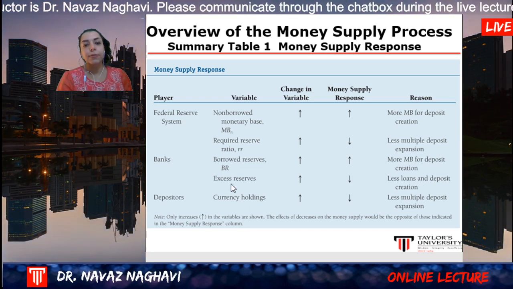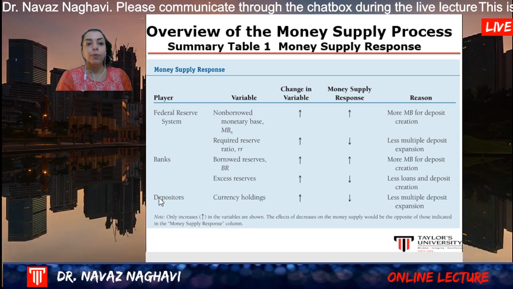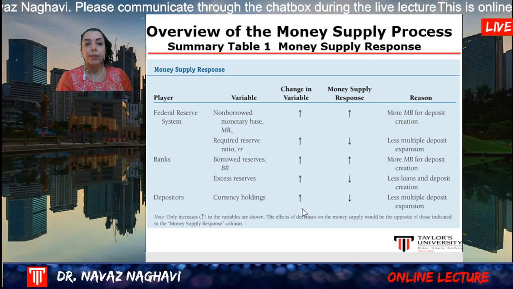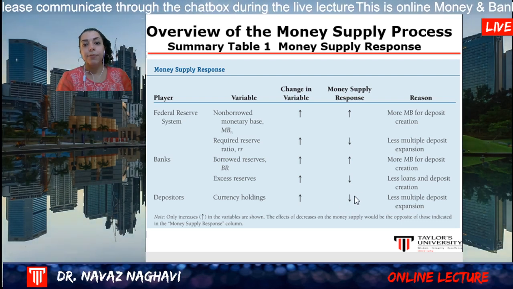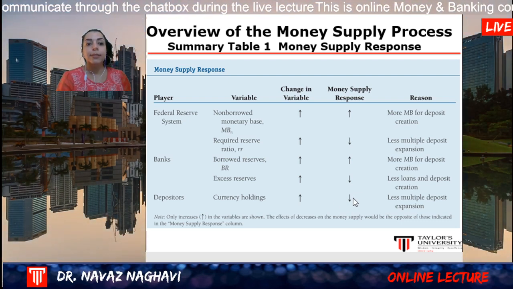And the same goes with our currency holding. So once depositors wish to keep more currency, again, it has a negative effect on the multiplier effect.